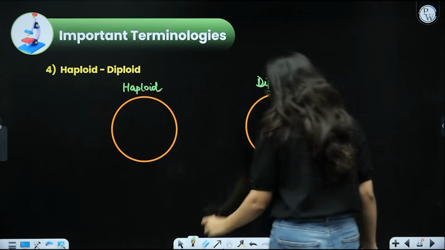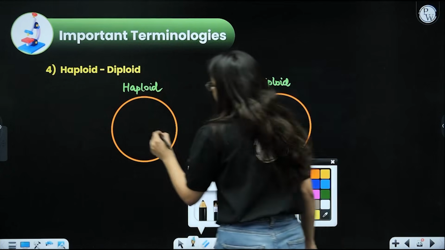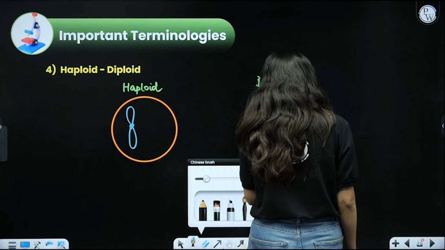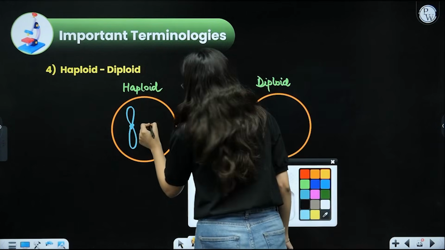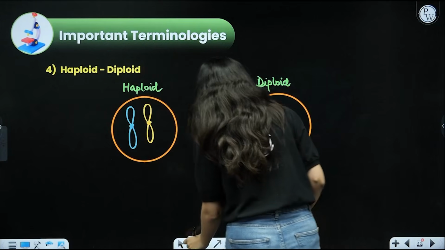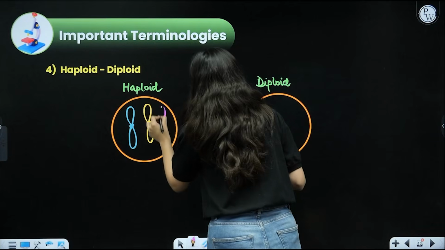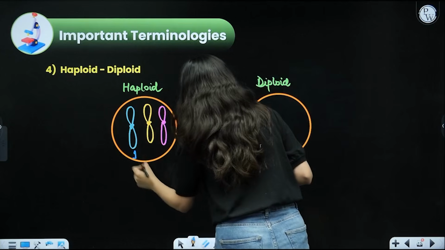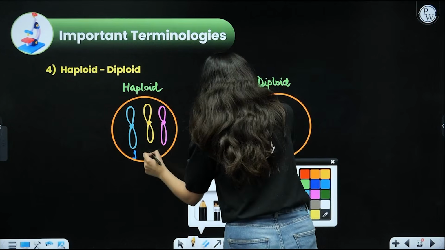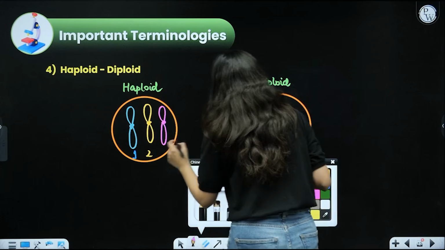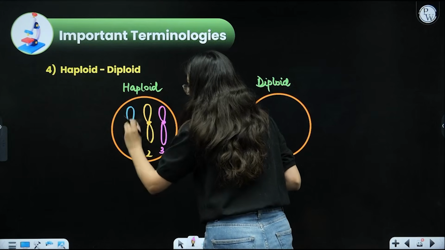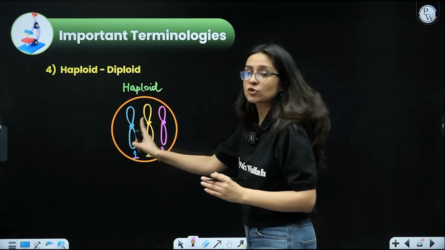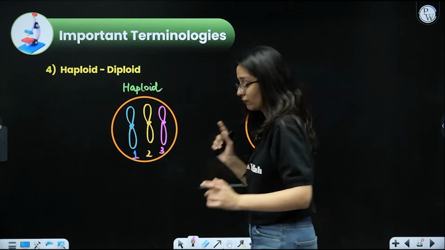So in the first case, let us assume that there is one particular chromosome over here. Then we see that there is another particular chromosome over here, and then we have another chromosome over here. Let us also label them. This is chromosome number 1, this is chromosome number 2, and this is chromosome number 3. So over here, beta, is a cell which has all these different chromosomes. The blue chromosome, that is chromosome number 1, is only present in one single copy.